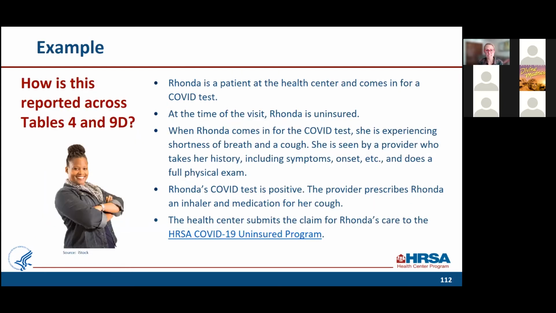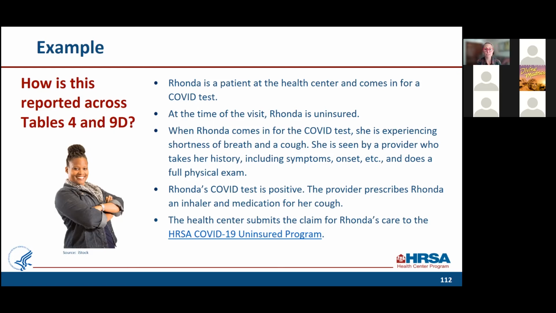And here's a case example, a scenario, to try and bring this to life based on what I've been sharing. You can have your UDS tables out and look at them as we talk through this, but it's really trying to connect how reporting is done across tables 4 and 9D. In this example, Rhonda is a patient at the health center and schedules an appointment for a COVID test because she has symptoms. At the time of her visit, Rhonda is uninsured.